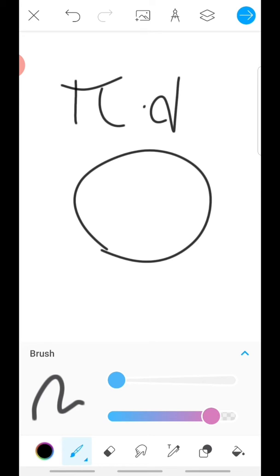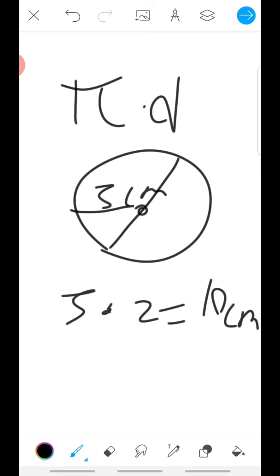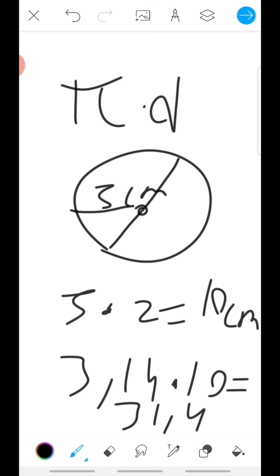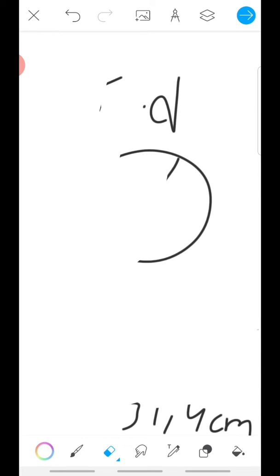times diameter. So let's say that the radius here is 5 centimeters. That means that 5 times 2 to get the diameter, because the diameter is the entire length here. That would mean 10 centimeters. And 3.14 times 10 is equal to 31.4 centimeters. And that is the circumference of this circle here.